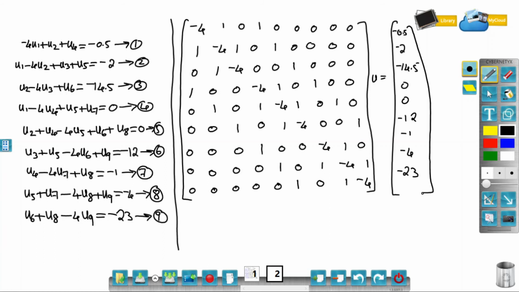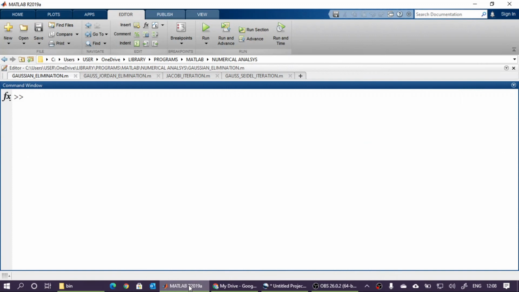So this one is the linear system. By using either a direct elimination method or an iterative method, we can solve this problem. For this, I am using MATLAB. This is the matrix representation of the problem. Now we are going to solve that Laplace equation using MATLAB. I am going to use the Gaussian elimination method.